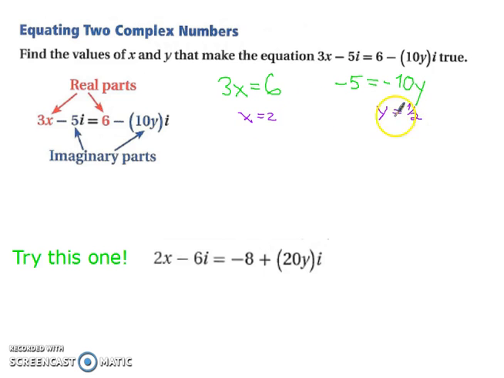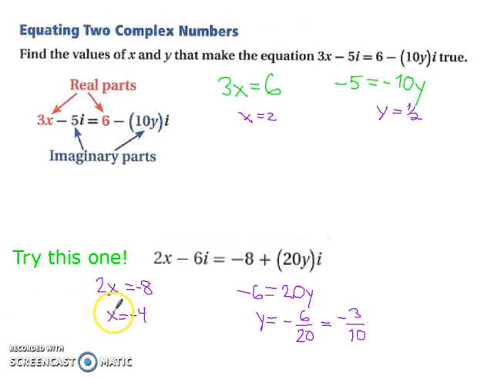So these are the two values, the value of x and y, that are going to make this a true statement. Take a moment and pause the video and try this one on the bottom. When you return, an answer will be revealed. So x would have to equal negative 4, and y, after you reduce it, will have to equal negative 3/10.